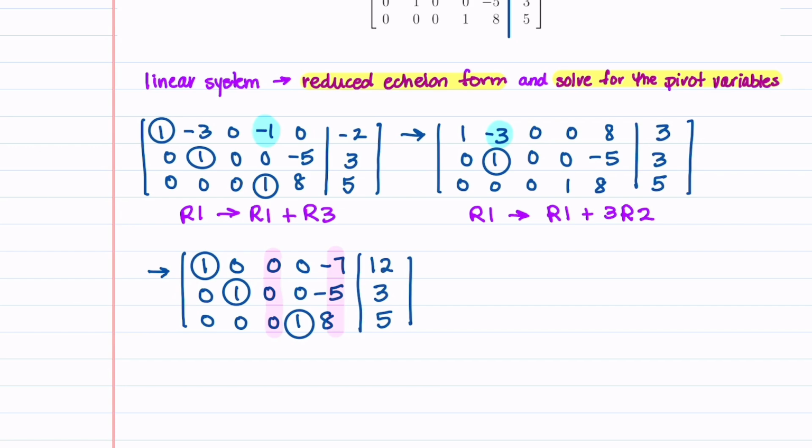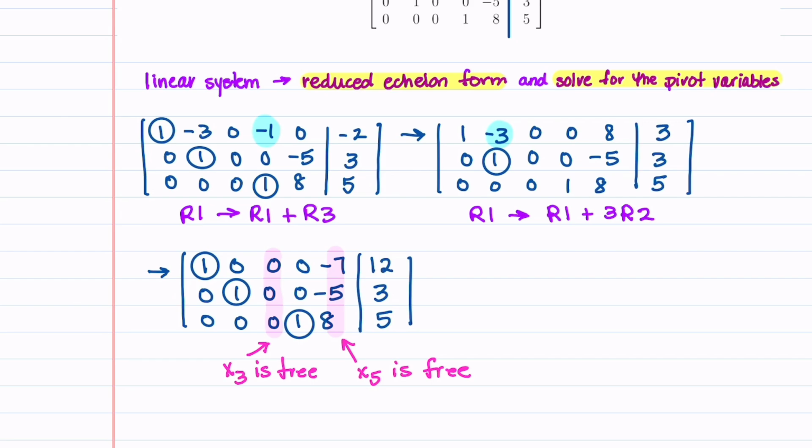So let's just make a note. I always like to make my notes in pink. So this column is our third column, so we're going to say x3 is free. And then this is our fifth column, so we're going to say x5 is free.